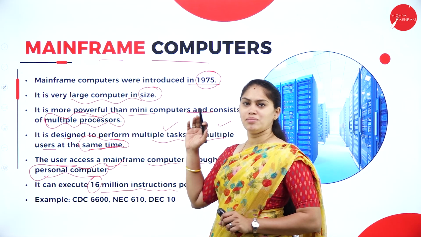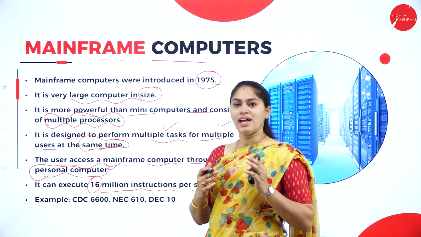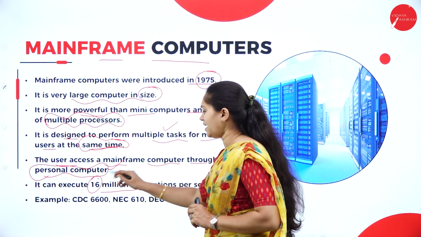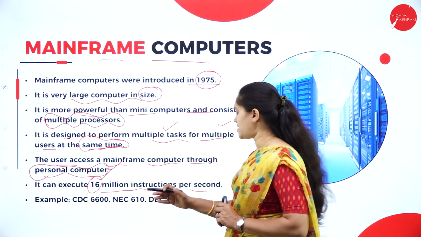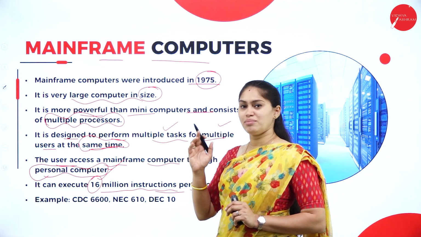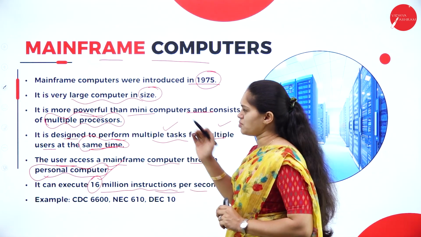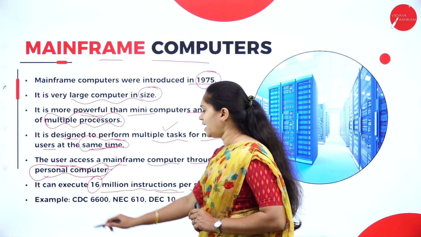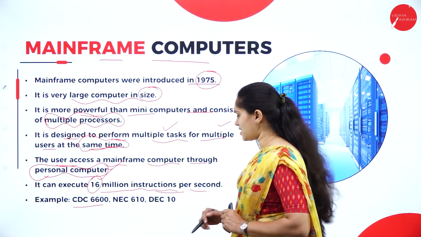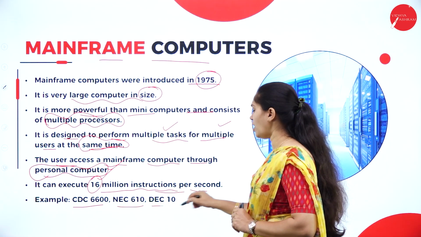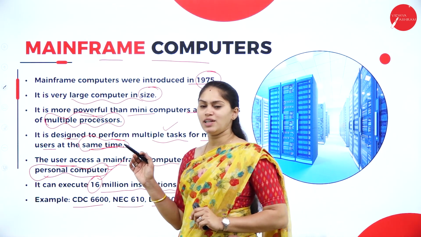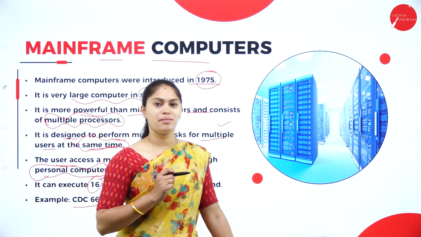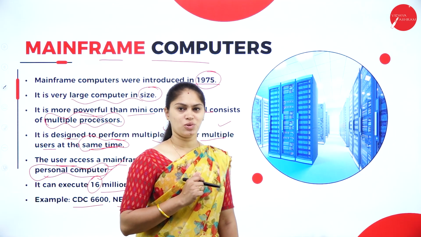If you consider the minicomputer, it has the ability to execute 5 million instructions per second, but this can execute 16 million instructions per second. Then you have to imagine how fast it is when it comes to performance. Then what are the examples we have for this mainframe computer? It includes CDC 6600, NEC 610 and DEC 10. So if I want to access any of the content in the mainframe computer, again we require a microcomputer or a PC in order to access it.